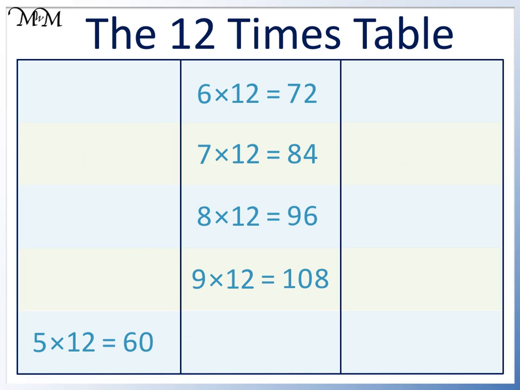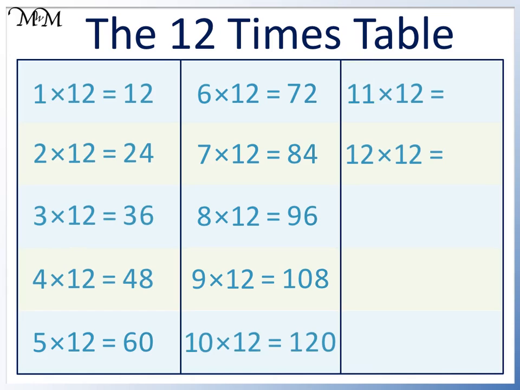To remember these, we can compare the last digit to the answers of the 2 times table. If we know the 2 times table, we know that the 12 times table answers end in the same digits. Here we have 0, 2, 4, 6 and 8.